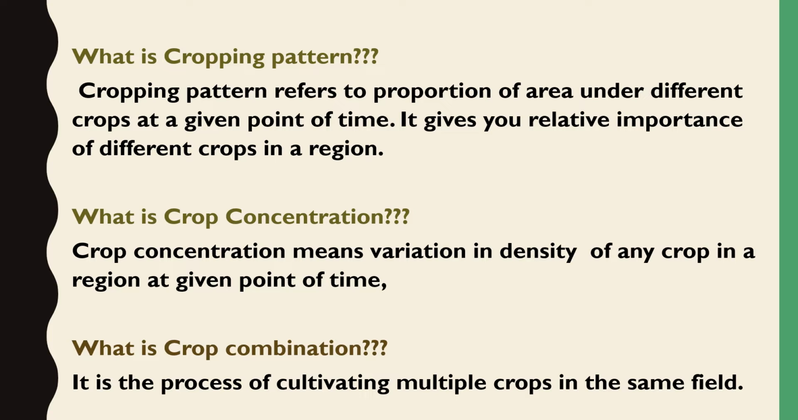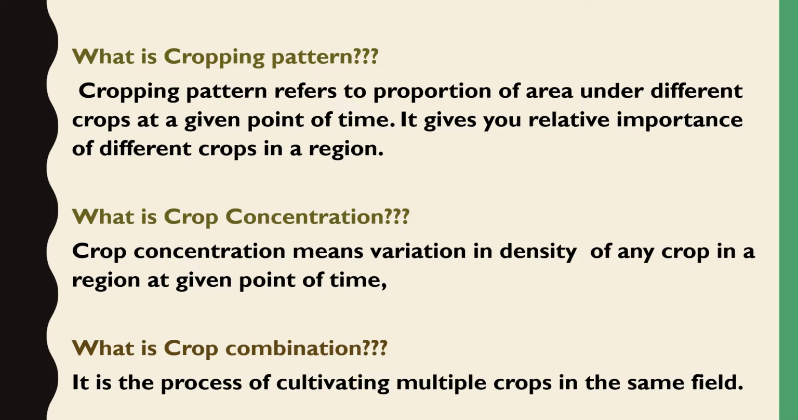Cropping pattern refers to the proportion of area under different crops at a given point of time. It means when different crops are cultivated in a single land at a given point of time, then the proportion of area under each crop is calculated, which is called cropping pattern.